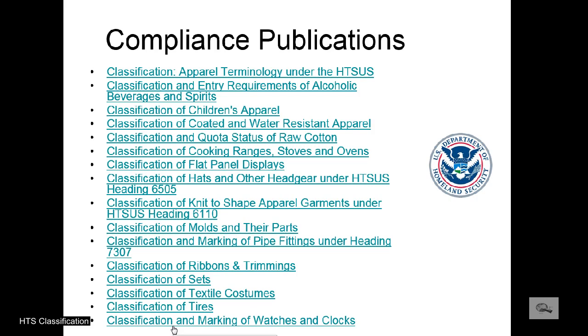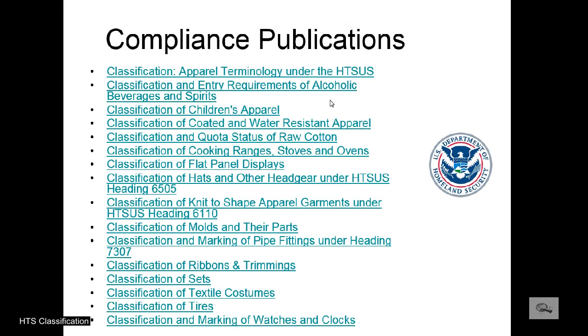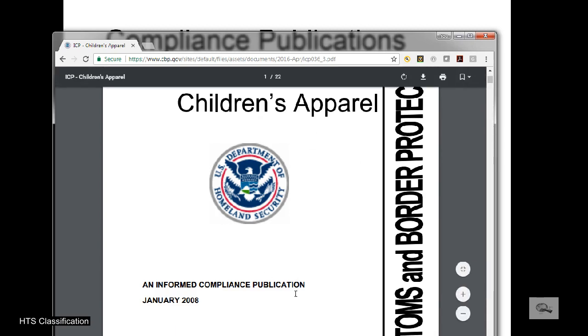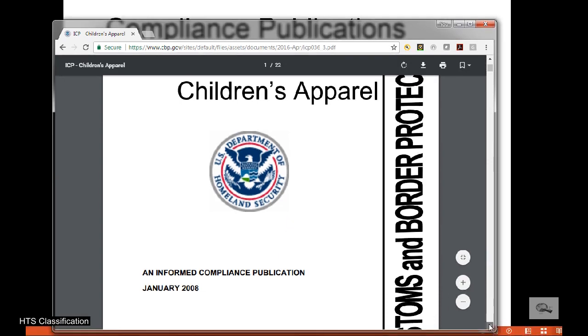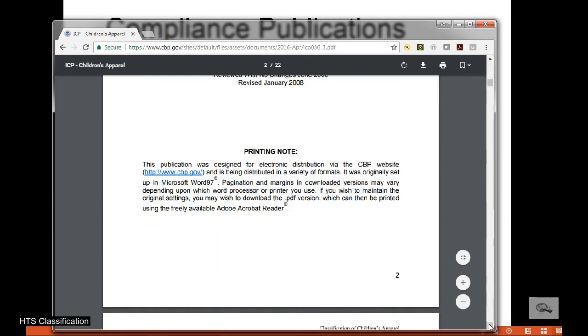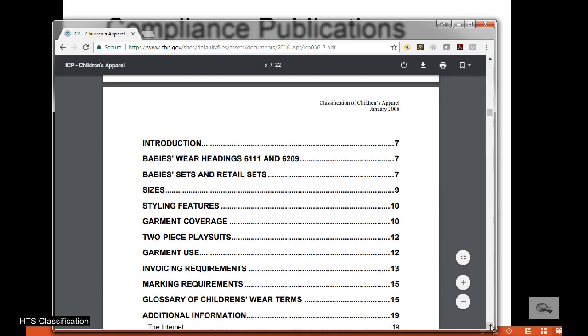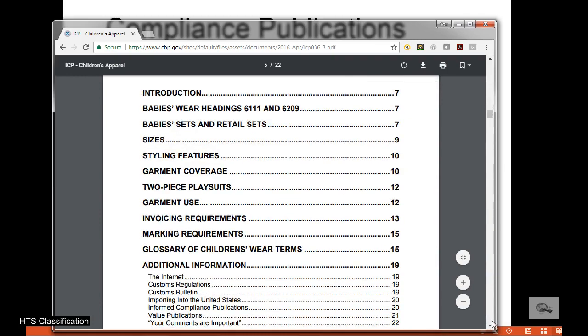CBP has written several publications that explain the logic of classifying particular product lines. One of the most complicated areas of classification is apparel. Note there are several publications relating to apparel and textiles. Here's one of the publications, the classification of children's apparel. Note it's 22 pages long. Here are the table of contents. You can see the detail that this goes into.